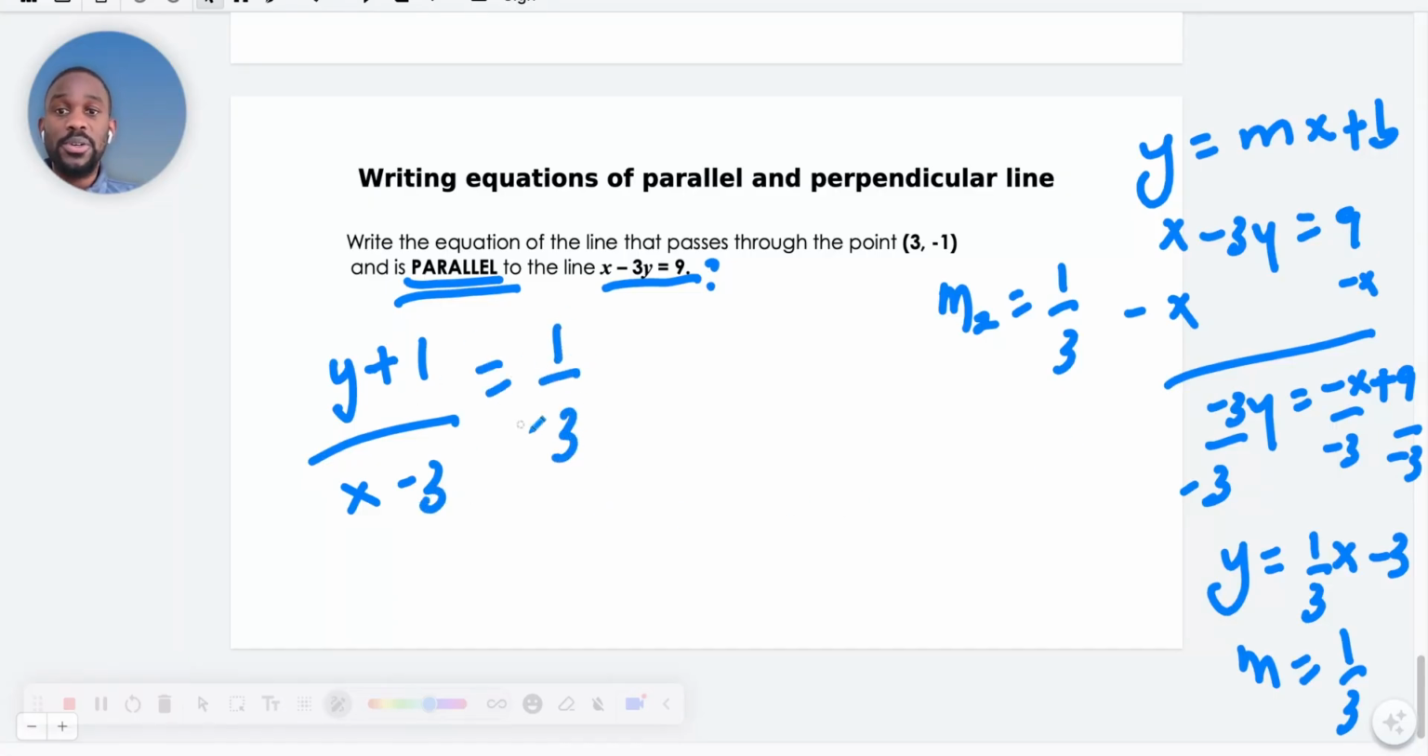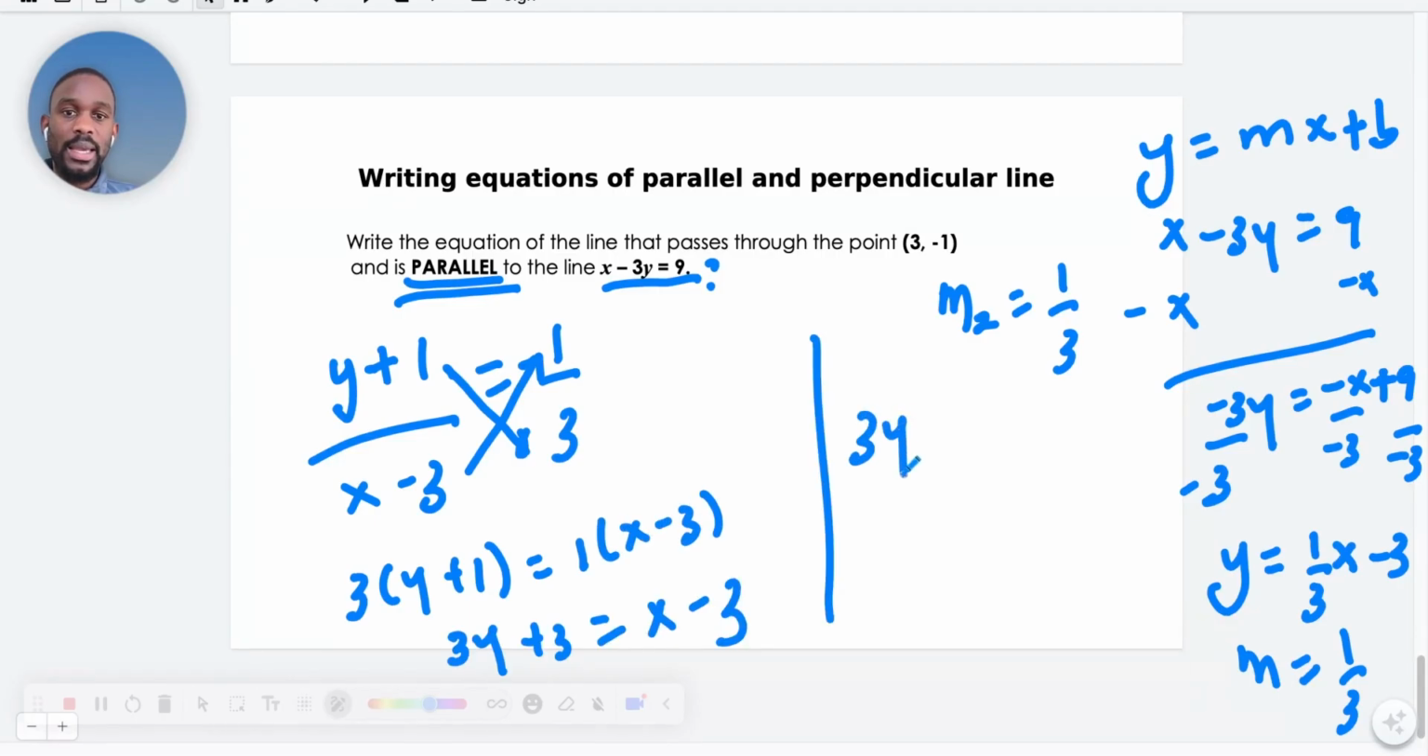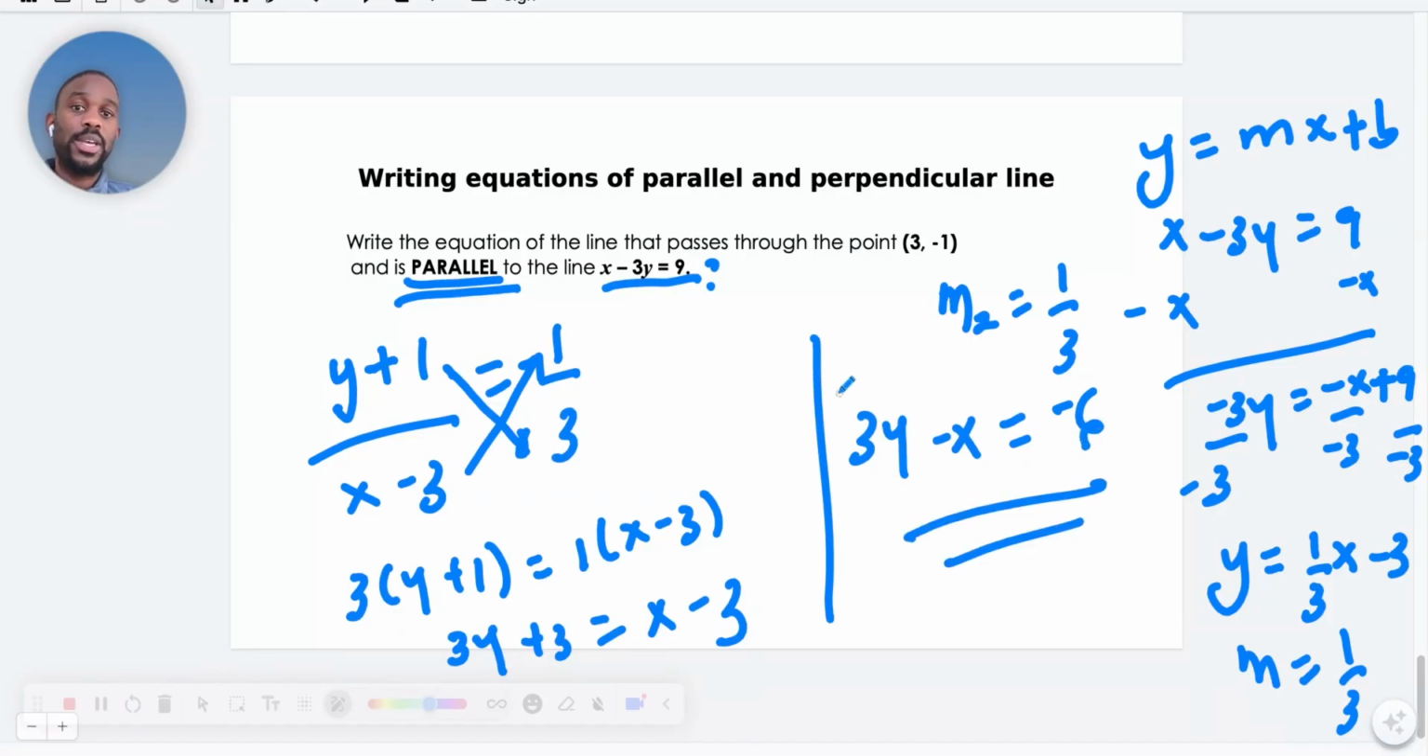At this point, I'm going to cross multiply. This would multiply with that, and this would multiply with that. Don't forget your parentheses. So 3 into (y + 1) is equal to 1. Anything multiplied by 1, you get that same thing. Or 1 into (x - 3). So 3y - x is equal to, if 3 goes to the other side, it will be a negative, so negative 6. So this is the equation that you were looking for. This line is parallel to that line.